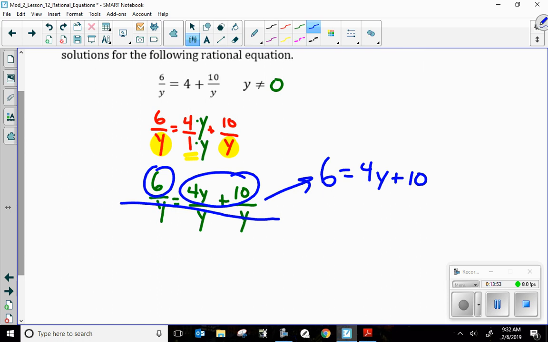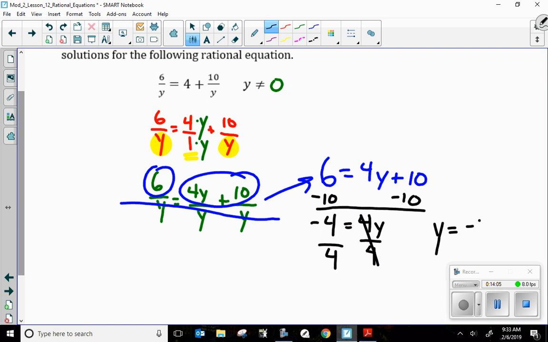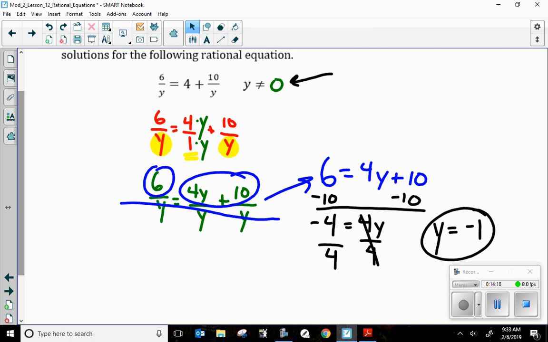Let's finish this off. Subtract 10. Here we do. We'll do this in black. Subtract 10. Negative 4 equals 4y. Divide by 4. And y equals negative 1. Is that a restriction? No. 0 is a restriction. Y can be negative 1. That is not an extraneous solution. That is a great answer. Very good.